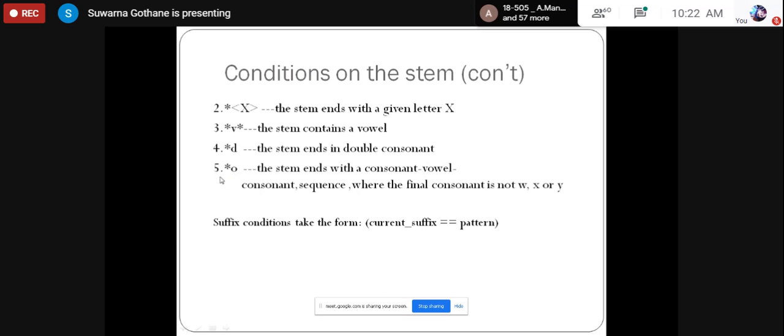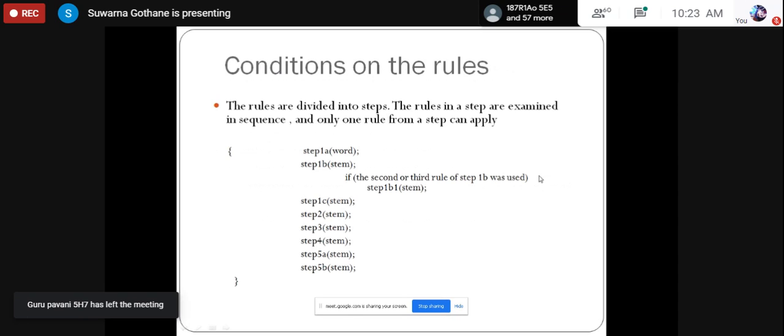Here star O. What is the meaning of this star O? It indicates a combination of consonant, vowel and consonant sequence. But as we said, vowel consonant, consonant, vowel, consonant, this last consonant should not be W, X or Y. So the Porter stemmer will follow these conditions and some rules to be applicable.